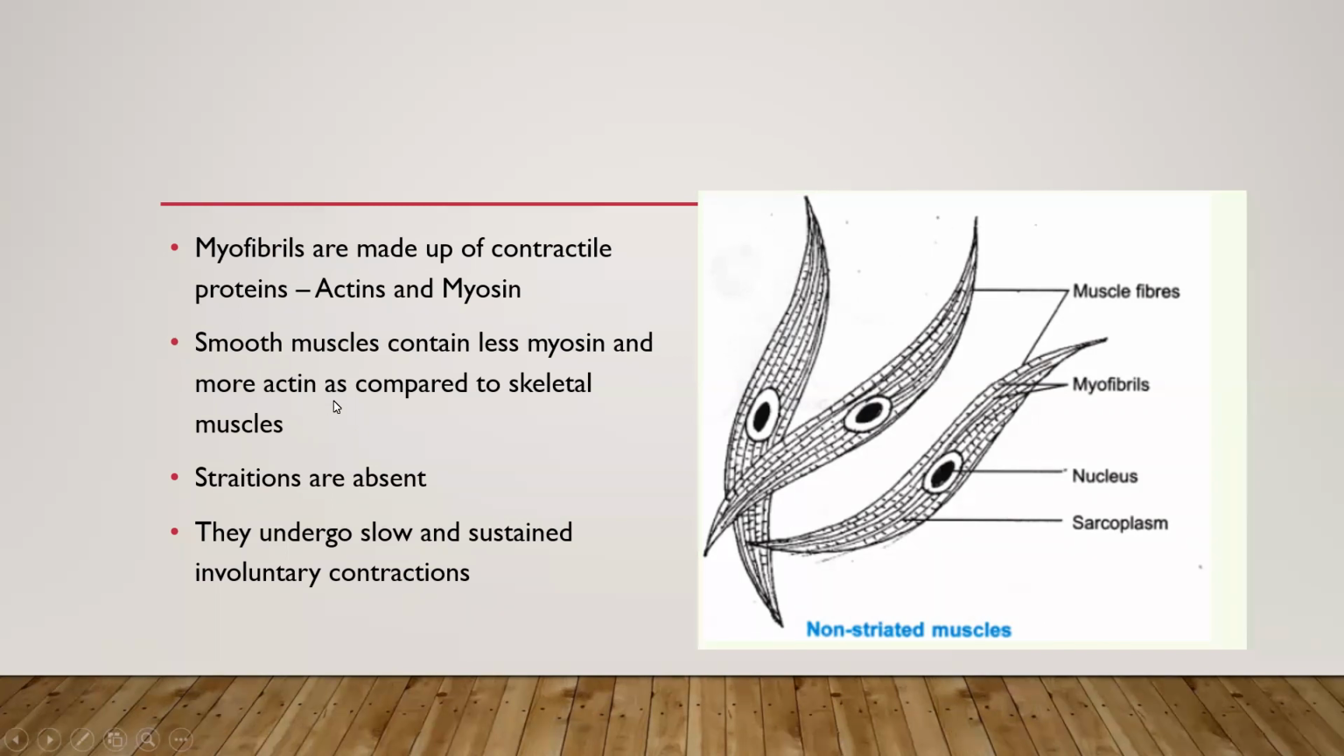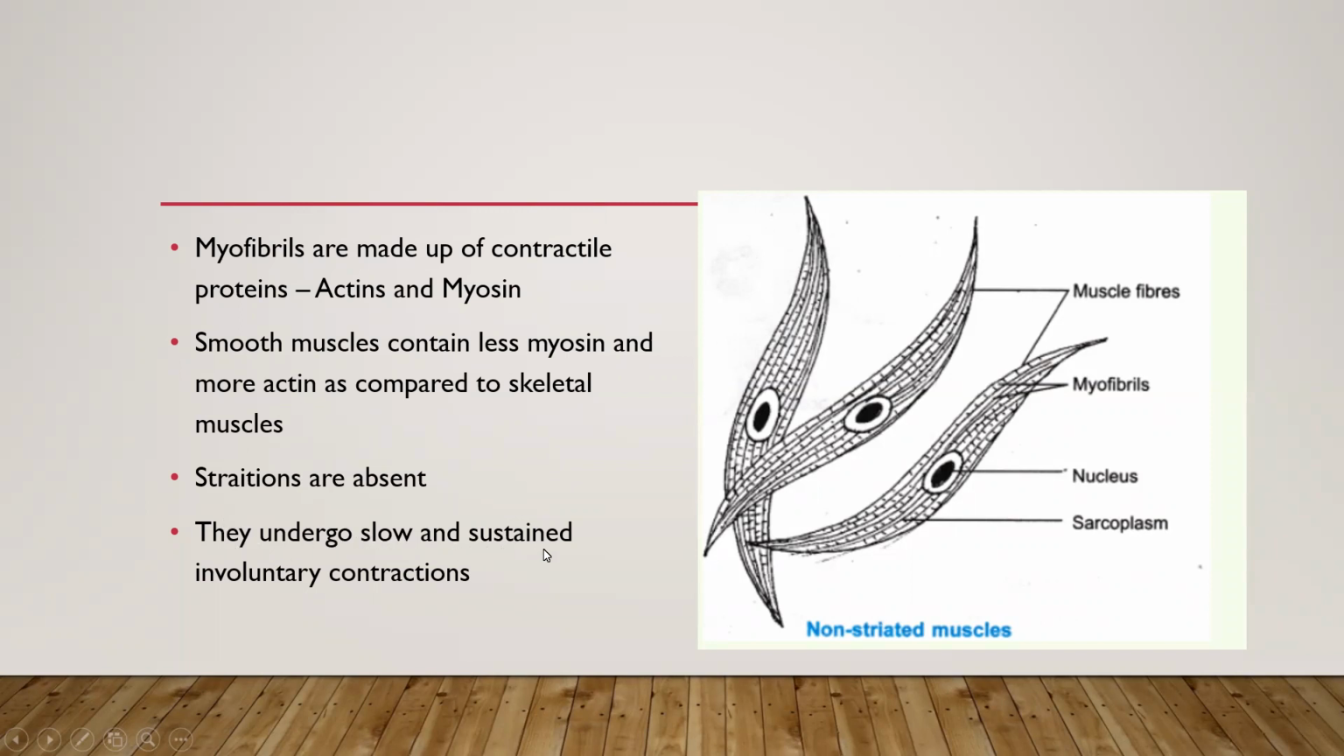Actin in skeletal muscles made up the light band. The light band basically is made up of actin, right? So here in smooth muscles, you can see less myosin, whereas more actin as compared to skeletal muscles. Striations are not present. Striations means what? Bands. The bands are absent. That means no dark band and no light band.